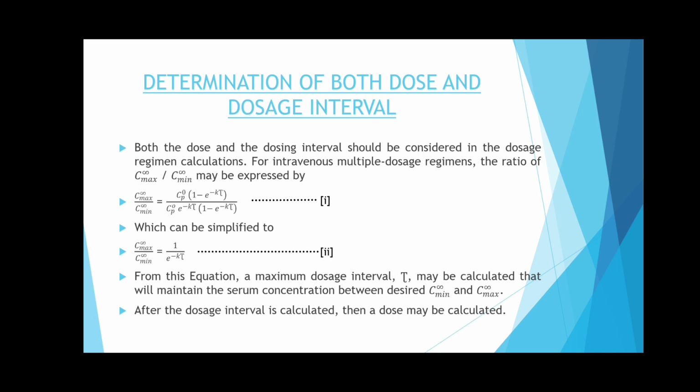by the equation: maximum steady state concentration divided by the minimum steady state concentration is equal to Cp0, the initial plasma concentration, into 1 minus e to the power of minus k tau. K is the elimination rate constant, tau is the dosage interval, divided by Cp0 into e to the power of minus k tau into 1 minus e to the power of minus k tau. Now this equation can be simplified: the maximum steady state concentration divided by the minimum steady state concentration is equal to 1 divided by e to the power of minus k tau.